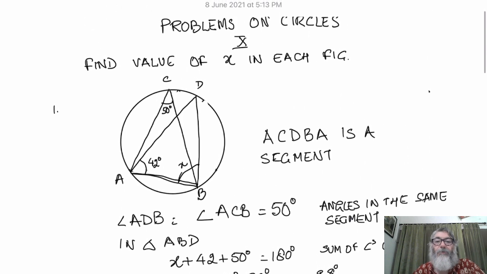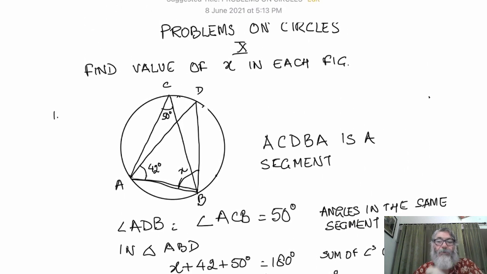Okay, we are going to do some problems based on the theorems of circle. There are four theorems which we have studied. Number one was that the angle subtended by an arc at the center of the circle is double the angle which it subtends at the remaining part of the circumference. This is called the double angle theorem.